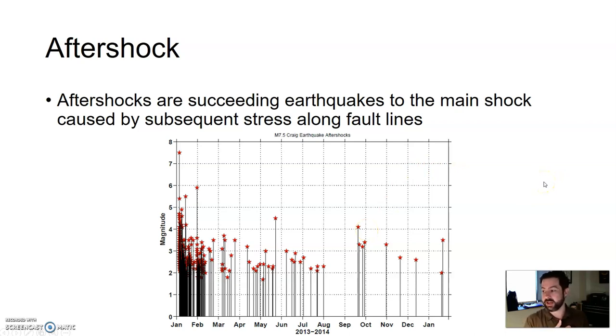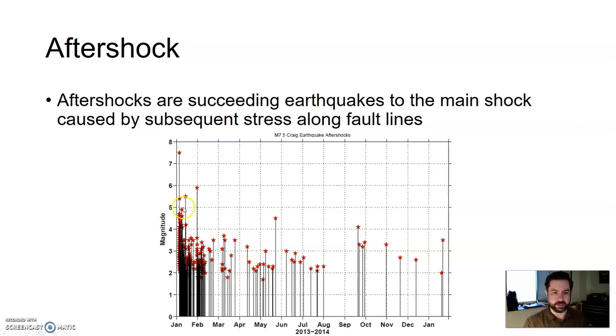Earthquakes typically also have aftershocks. If it's a very large earthquake, it could have many aftershocks, as in hundreds, sometimes thousands of aftershocks. So aftershocks, again, something you may have heard in the news or in movies, are succeeding earthquakes after the main initial big earthquake rumble caused by subsequent stress along the fault lines. So once the break and movement occurs, there's still some smaller movement that might occur, and all of those after earthquakes are the aftershocks.